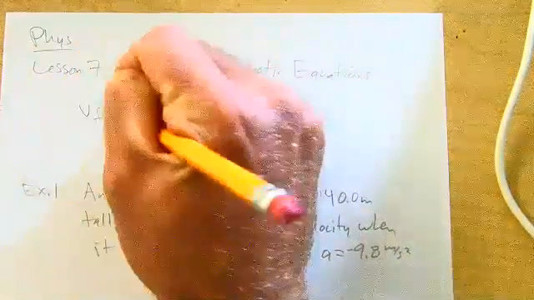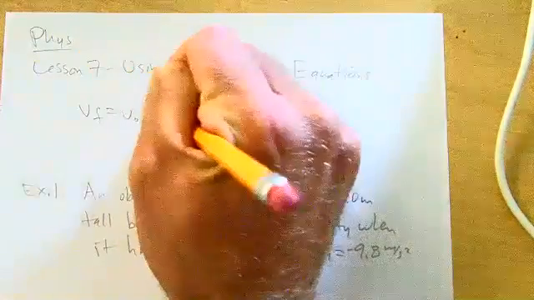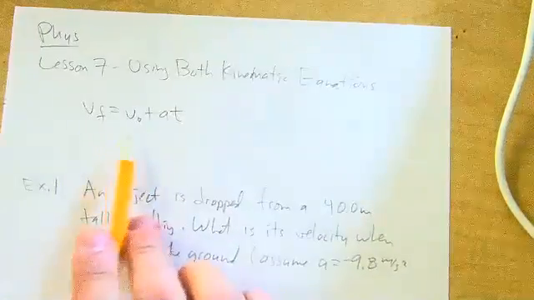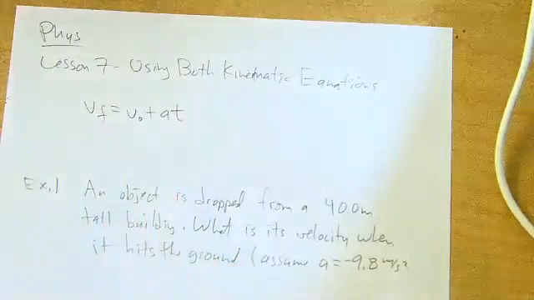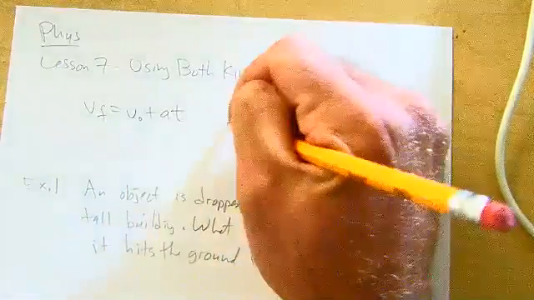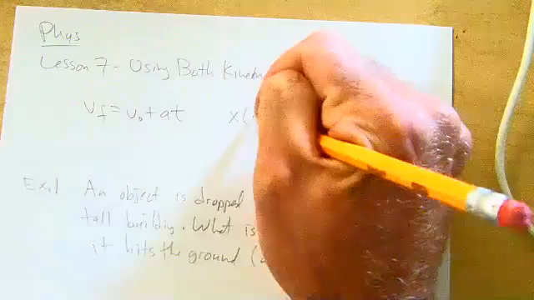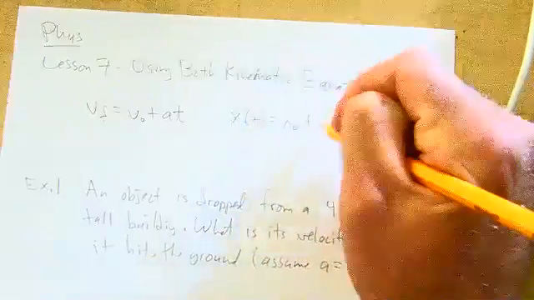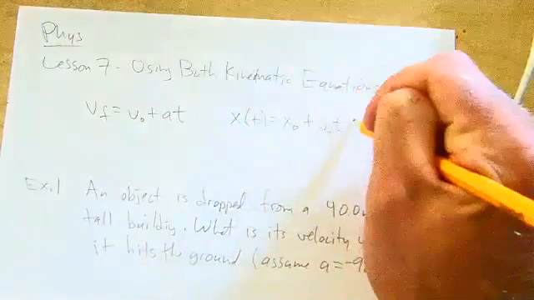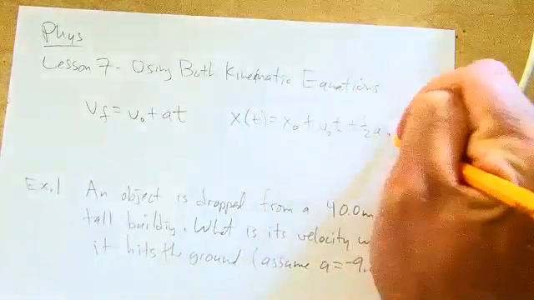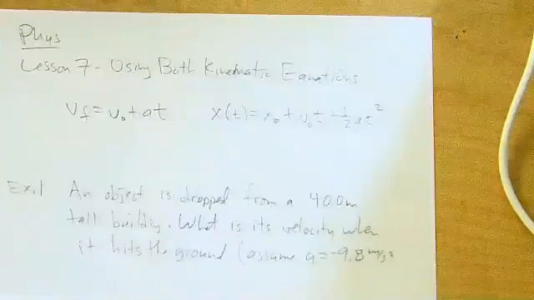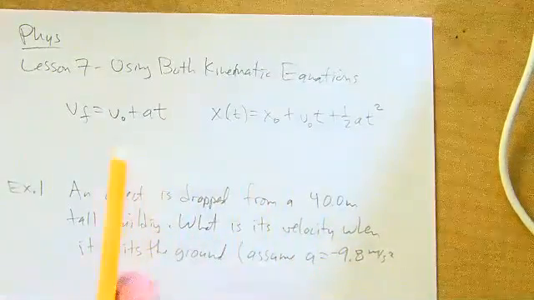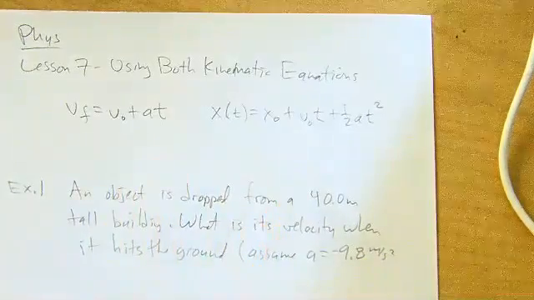Going back to this one, Vf equals V0 plus at. Your final velocity is your initial velocity plus the acceleration times time. And then that position or that displacement equation, remember x of t, you said it was x0 plus the V0t plus 1/2 at squared. So for a lot of these problems, you're going to have to use both of these equations. In other words, kind of solve one and then plug into the other.